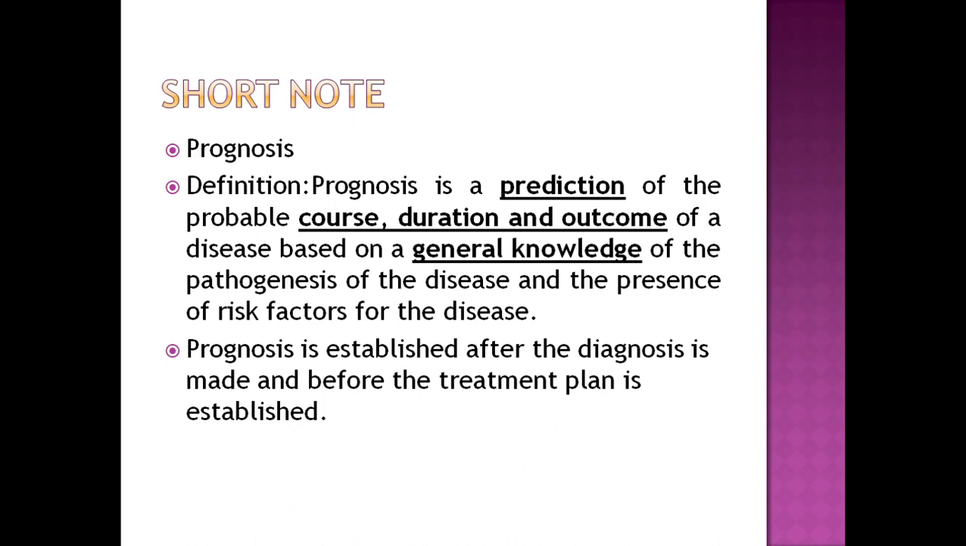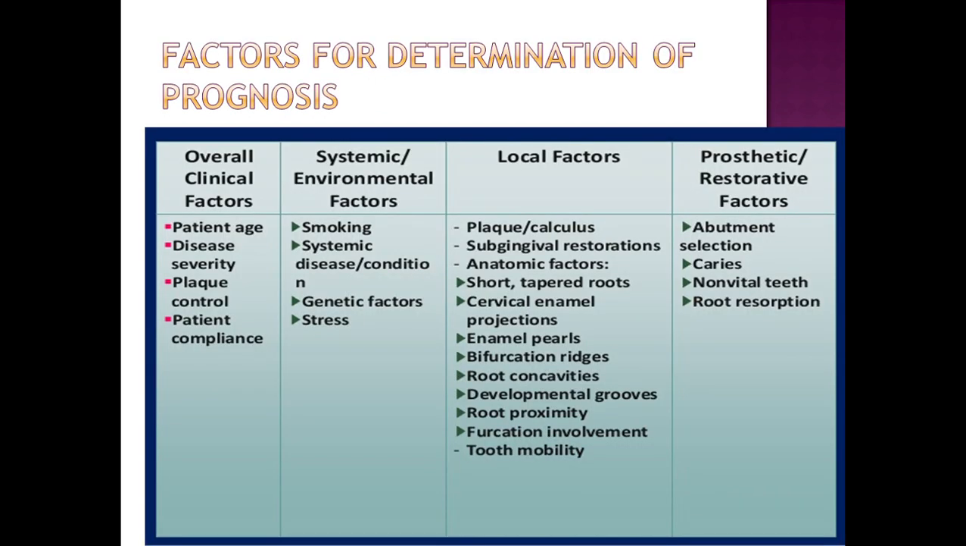and the presence of various risk factors associated with the disease. So the definition of prognosis is: it is the prediction of the probable course, duration and outcome of the disease based on the general knowledge of the pathogenesis of the disease and presence of various risk factors. Prognosis is established after the diagnosis is made and before treatment is planned.